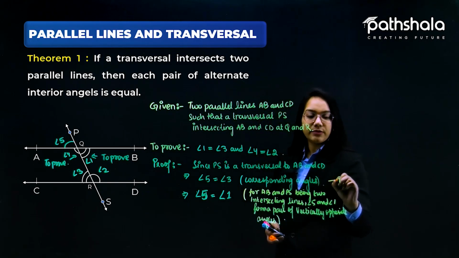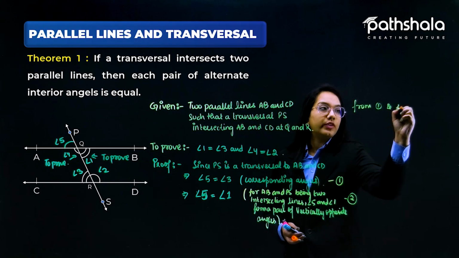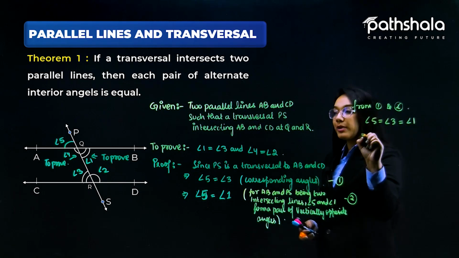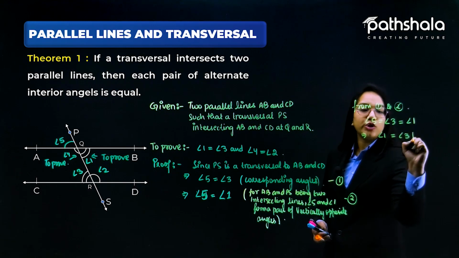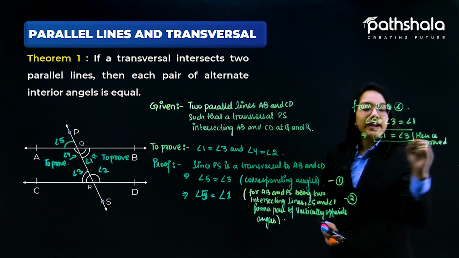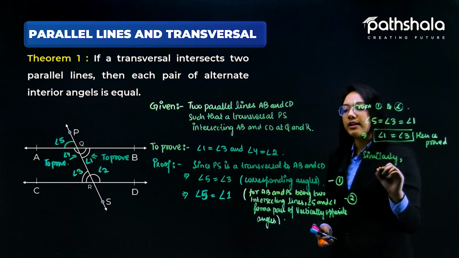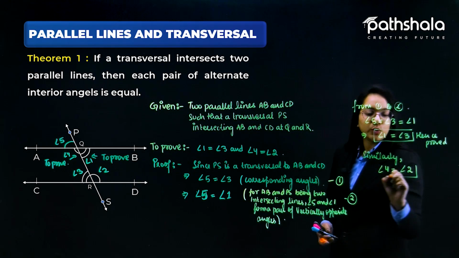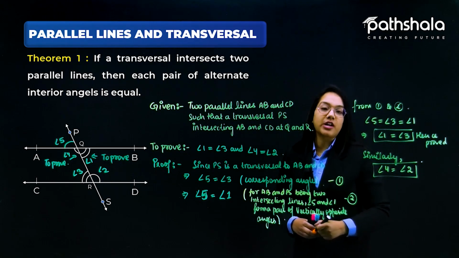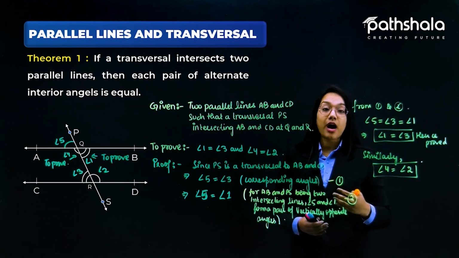So from equations 1 and 2, what can we say? From 1 and 2, angle 5 is equal to angle 3, which is equal to angle 1, which implies that angle 1 is equal to angle 3, which is what we wanted to prove. So hence proved the very first part. Similarly, we can prove that angle 4 is equal to angle 2. So this is all about theorem number 1, in which we have proved that if a transversal intersects two parallel lines, then each pair of alternate interior angles is equal to each other.